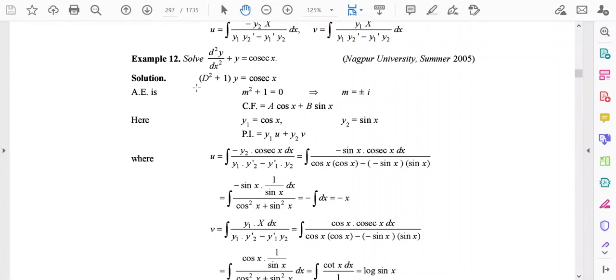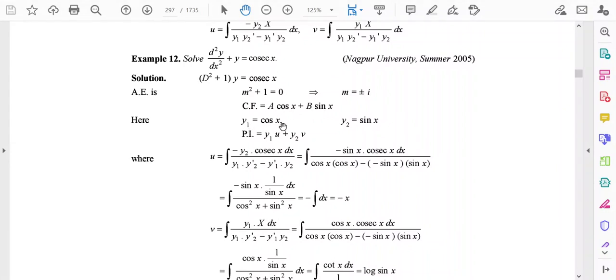Writing m in place of D, we get m² + 1 = 0, so m = ±i. This is imaginary, so comparing with the formula for the imaginary root, where the standard form is m = α ± iβ, here α = 0 and β = 1. Using that form, the complementary function is a cos x + b sin x.